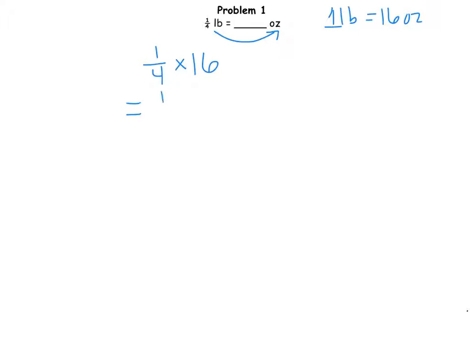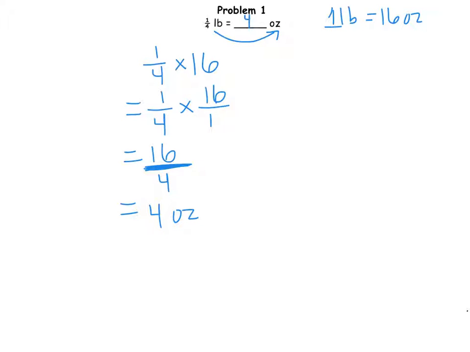Well, let's think about our previous lessons. 1/4 times 16 over 1. 1 times 16, those are my numerators, is 16. 4 times 1, my denominators, is 4. 16 divided by 4 is 4. So 1/4 of a pound is equal to 4 ounces.